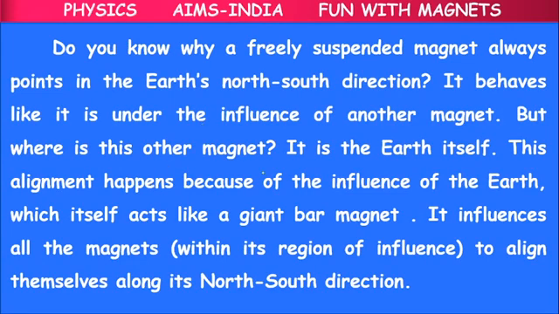So why is it happening like that? Why is the magnet always pointing towards the north and south direction when we keep it at any place? Any place means on the earth. Why is the magnet behaving in that strange manner on the earth? Because it is under the influence of the earth.